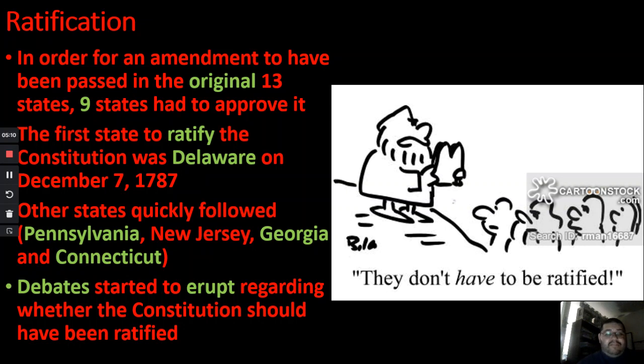Now, the first state to say, okay, yes, we're signing off on it, we like it the way it is, was Delaware. Delaware signed it on December 7th, 1787. And right after that, several other states signed it: Pennsylvania, New Jersey, Georgia, Connecticut. All right. So now you got 5 states. They still need 4 more.